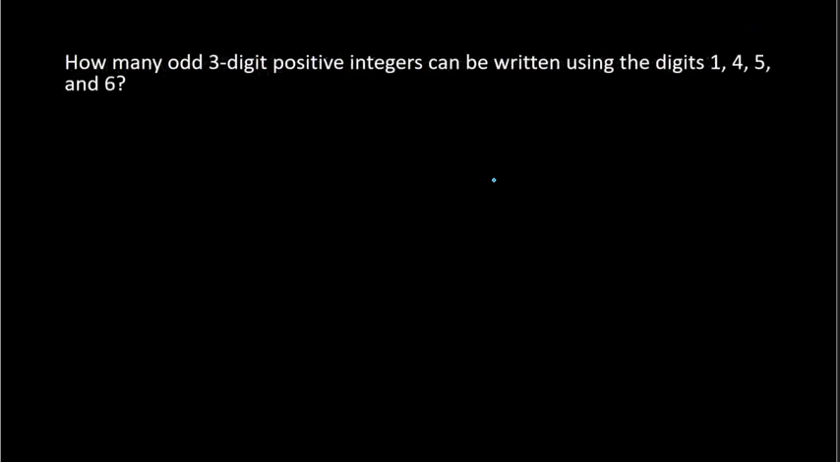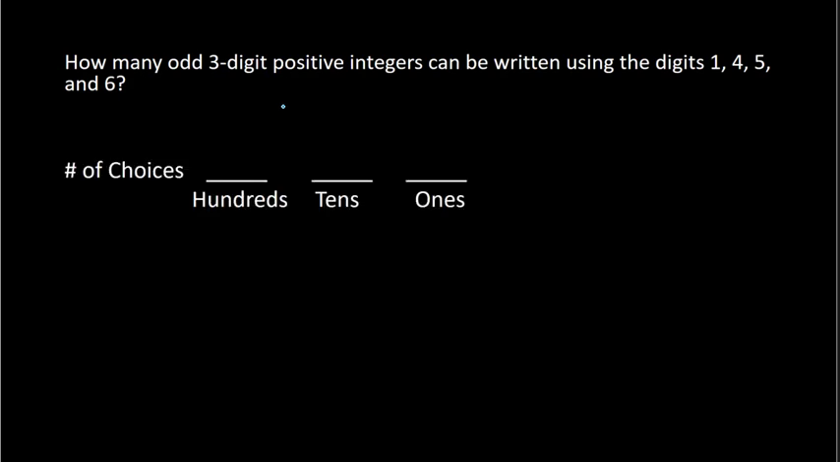One more example like that. Here we have how many odd 3-digit positive integers can be written using the digits 1, 4, 5, and 6. So this one, same idea. We have 3 digits, so we have hundreds place, tens place, and ones place. Now for each of these, we are limited to the numbers 1, 4, 5, and 6. So that's 4 options at most that we have for the hundreds, tens, and ones place.